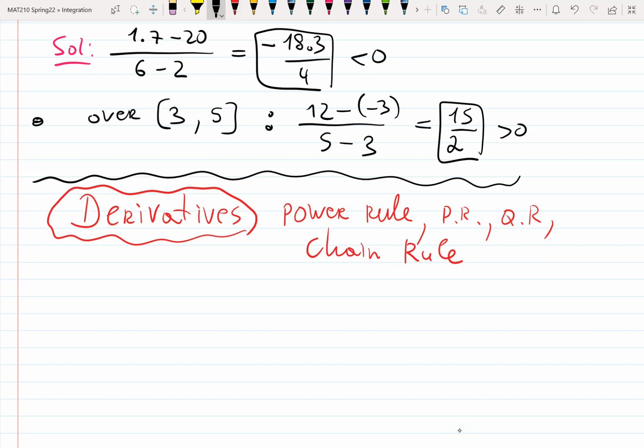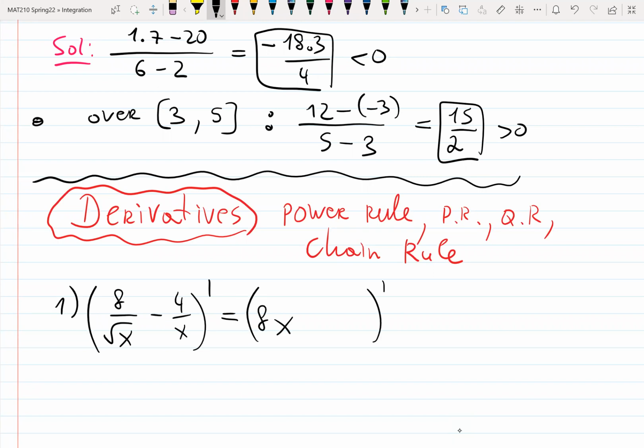For example, example 1: 8 over square root of x, minus 4 over x. Remember, I put it on the quiz and we had it on the test. Prime. How do you do that? If you're not sure, first rewrite it as 8x to the minus 1/2, minus 4x to the minus 1. Now, make sure you sleep enough before the exam because your brain should not think it's logarithm over here. It's not integration. It's differentiation. So we're going back to differentiation. Make sure that your brain knows which one we're doing right now.